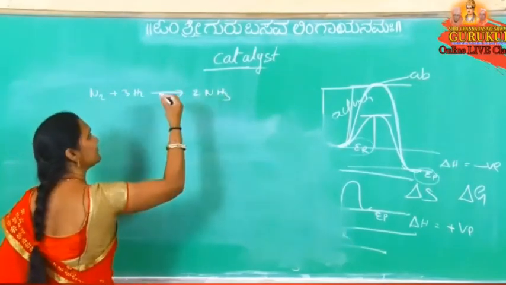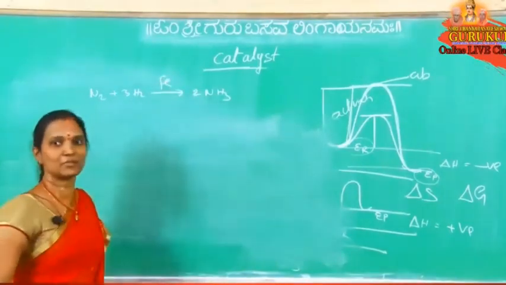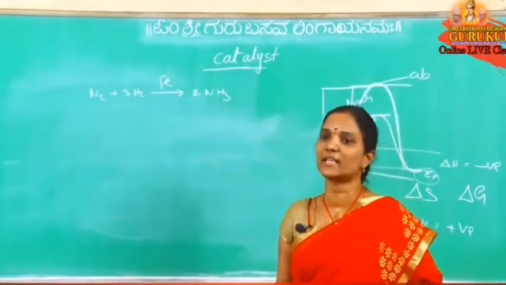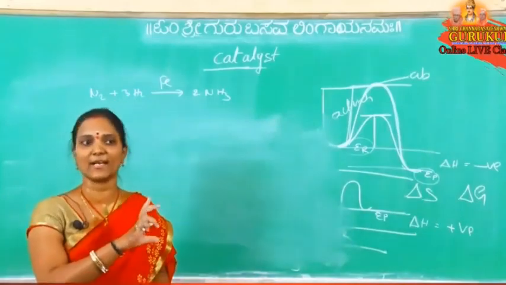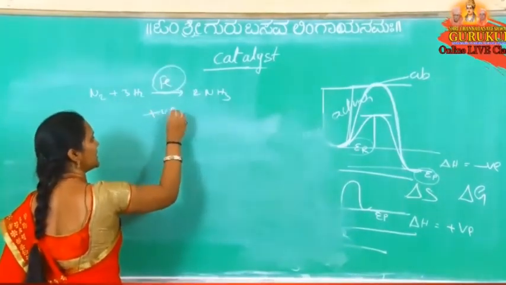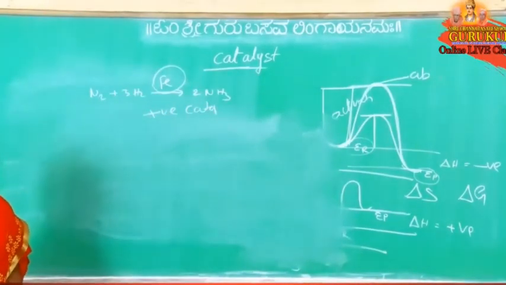Here, what are we using? Iron is used as a catalyst. Yes or no? Now, does this iron increase the rate of reaction or decrease it? To increase the rate of reaction, in this reaction we are adding iron. So iron acts as a positive catalyst. Positive catalyst means that it increases the rate of reaction.